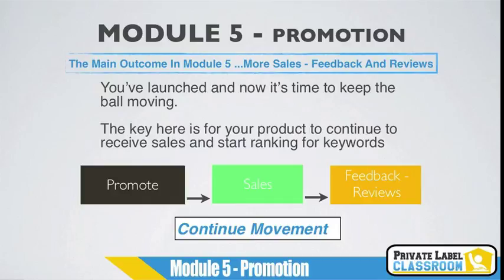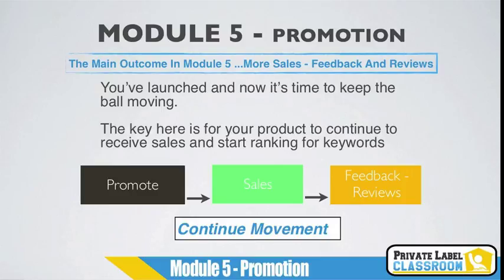Okay, so welcome to Module 5. You've made it this far. And this is where you already have your product up, it's launched, and it's in Amazon, it's listed. You're already starting to get some initial sales through your promotions that you've already done. And if you haven't done that, then you're going to want to go back, because this particular module is for anyone that already has their product up and running.